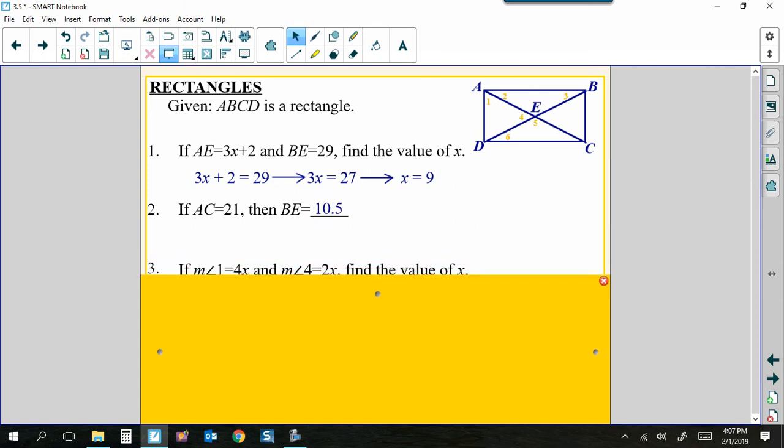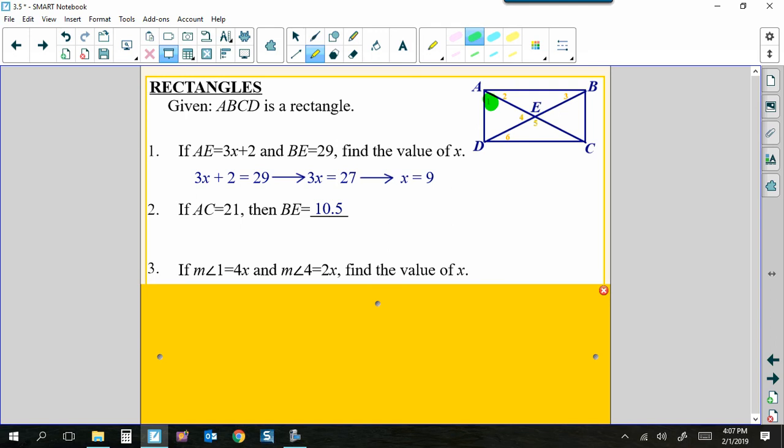Next, we have, if the measure of angle 1 equals 4x, and the measure of angle 4 equals 2x, find the value of x. So what we are going to do is go ahead and do some substitution. First of all, the measure of angle 1 is 4x, and I know the measure of angle 4 is 2x. Well, there's actually another angle 1, as another base angle on the other side of the triangle. It has to be congruent to angle 1. So for my value for angle 1, I'm actually going to add it twice.